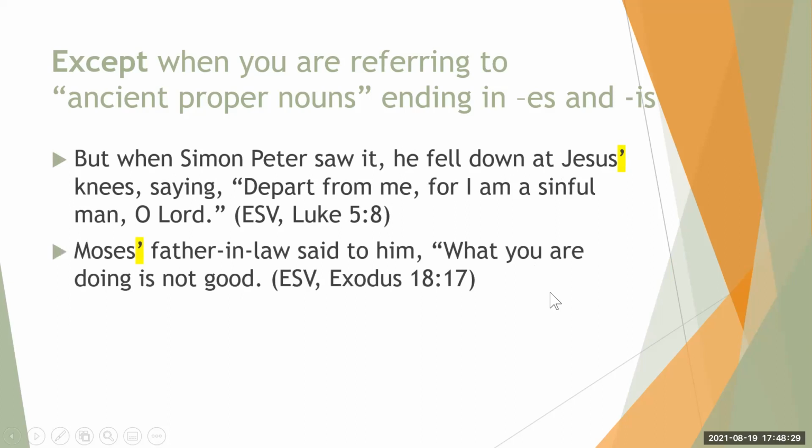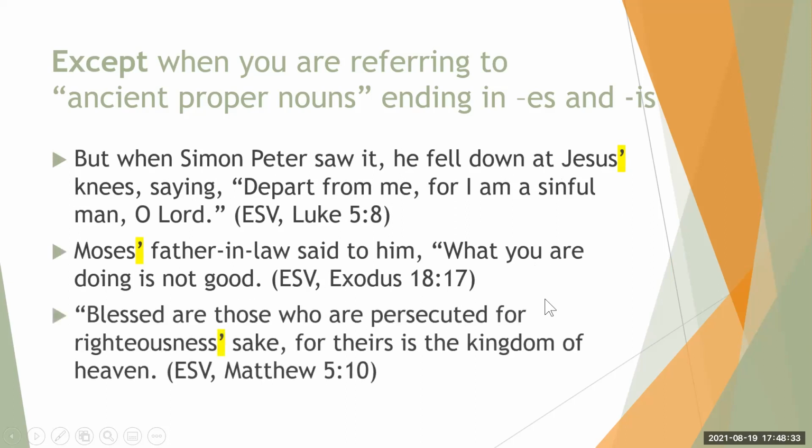"Moses' father-in-law said to him, 'What you are doing is not good,'" from the book of Exodus. And in the book of Matthew, "Blessed are those who are persecuted for righteousness' sake." If you want to rephrase this, you would say, "Blessed are those who are persecuted for the sake of righteousness." But the way that the Bible puts it is "persecuted for righteousness' sake," with an apostrophe and no S. Okay, this is the first exception.